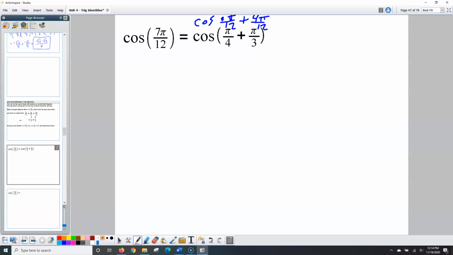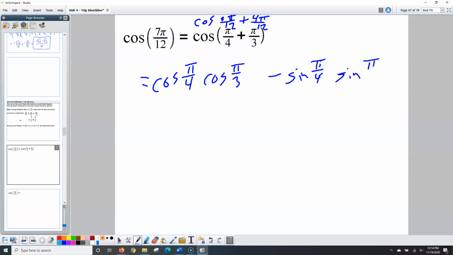So anyways, we chose cosine 3 pi over 12 plus 4 pi over 12. That reduces to pi over 4 and pi over 3. And now we're just going to use our formulas. So I got cosine goes cosine, cosine, and then it's the opposite sign, sine, sine, and it's pi over 4, pi over 3, pi over 4, and pi over 3.